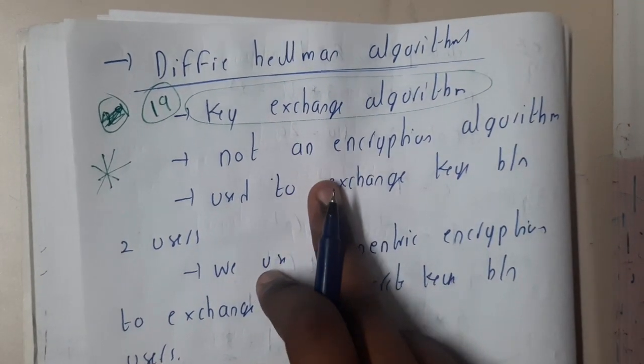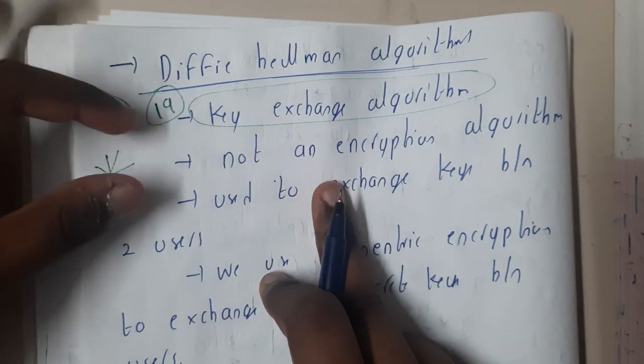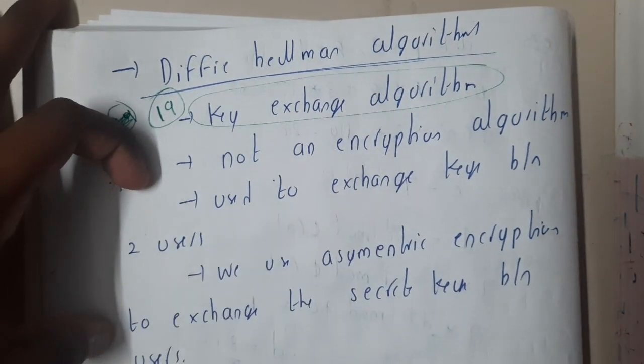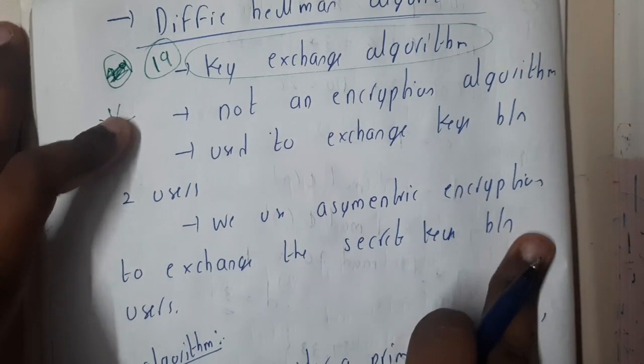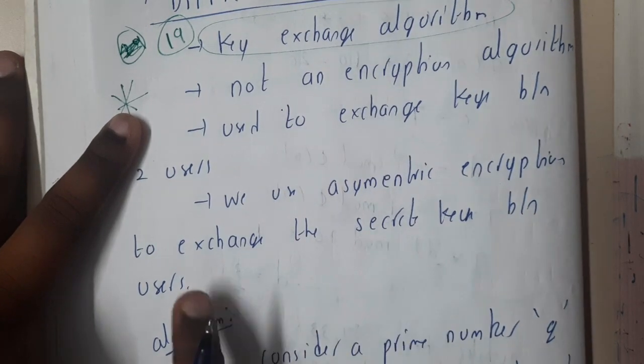It is not an encryption algorithm, like any other algorithm. It is a key exchange algorithm between two users. We use asymmetric encryption to exchange the secret keys between the users.